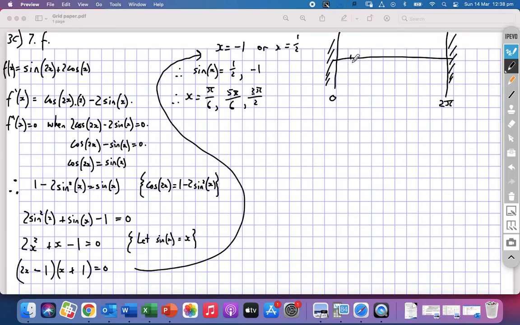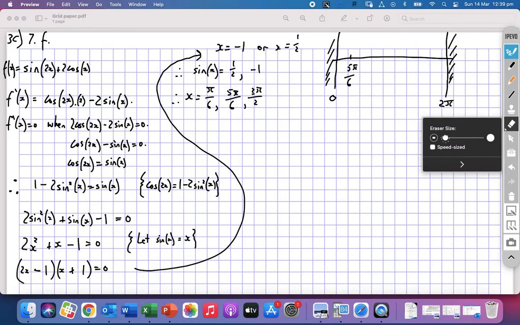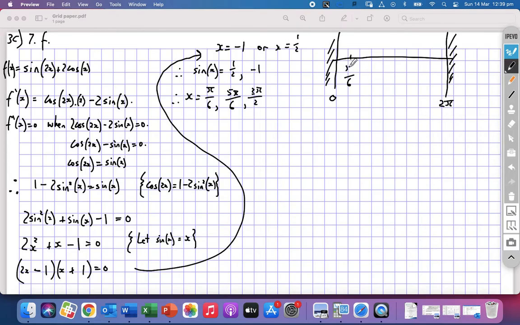We've got a pi on 6 here. Let's erase that. I'll rewrite that. We've got a 5 pi on 6, and we have a 3 pi on 2. And we'll need to figure out, you know, we've got plus, minus, plus, what's going on there.